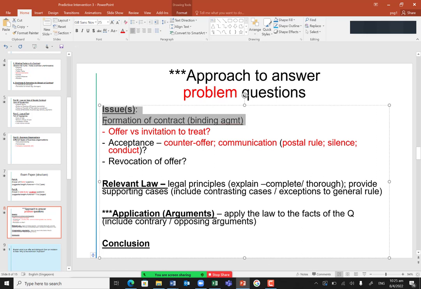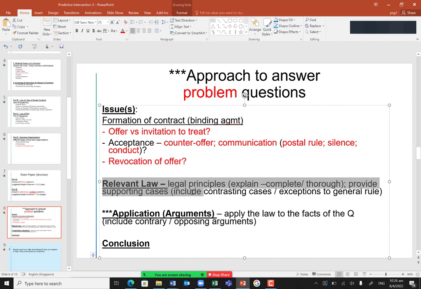Or it could be the opposite. Don't assume that every time it will be a favorable answer or conclusion. You could say, based on the above, the acceptance that was communicated was too late. By the time the offeree communicated his acceptance to accept the offer, the offeror had already revoked the offer. And because the offeror had revoked the offer, following this particular case, again, you must have your case name, right? Following this particular case, there is no acceptance because the offer was revoked, and therefore, without acceptance, there's no agreement. That's also a conclusion. So your conclusion can be either one or the other based on your arguments.